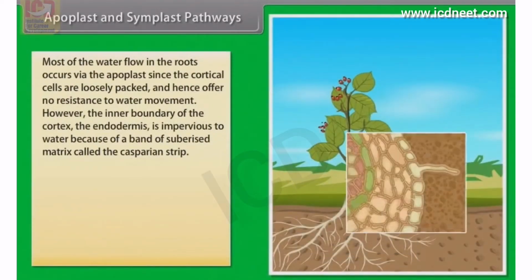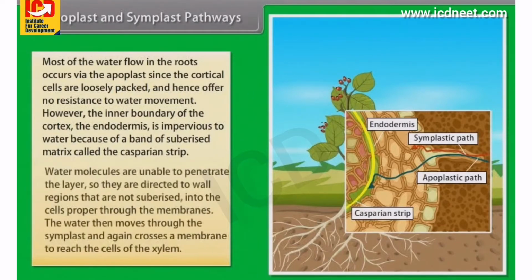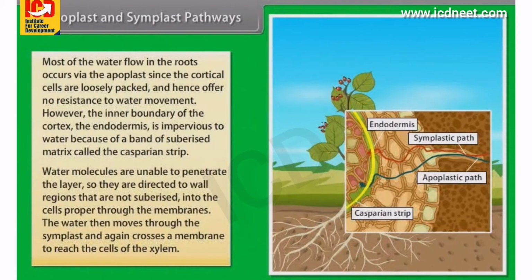Apoplast and cytoplasmic pathways. Most of the water flow in the roots occurs via the apoplast, since the cortical cells are closely packed and hence offer no resistance to water movement. However, the inner boundary of the cortex, the endodermis, is impervious to water because of a band of suberized matrix called the Casparian strip. Water molecules are unable to penetrate the layer, so they are directed to wall regions that are not suberized into the cells proper through the membranes.